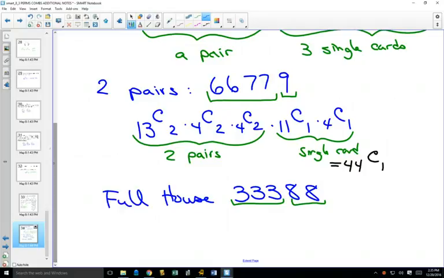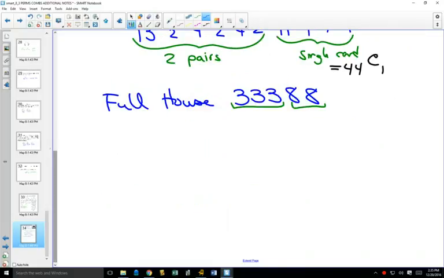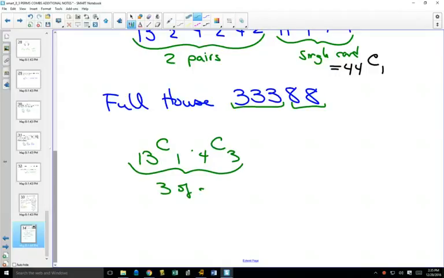So there are 13 cards. Choose one for your 3 of a kind. There's 4 3s. You choose 3 of them. This will be your 3 of a kind. 12 cards left. Choose one for your 2 of a kind or your pair. And then 4 choose 2.